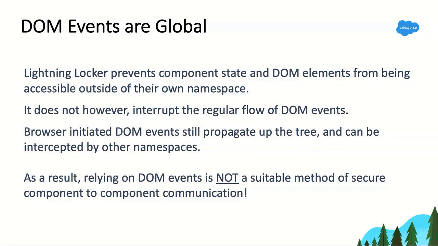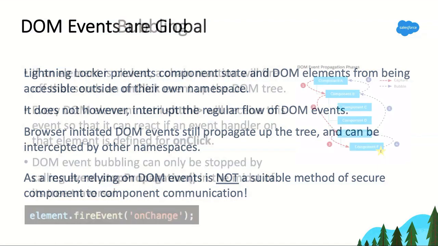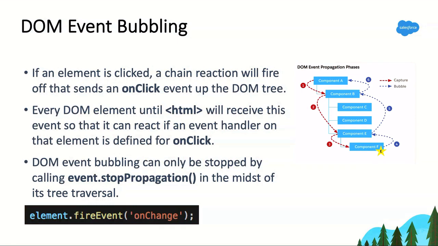But what Lightning Locker does not do and cannot do is interrupt the regular flow of DOM events. DOM events that are initiated by the browser propagate up a tree. This is the tree of components in the page, the tree of elements in the page. On each component, at each part of the bubbling phase, they look for an event handler. And this includes bypassing any namespaces. As a result, we really can't rely on them for secure component-to-component communication.